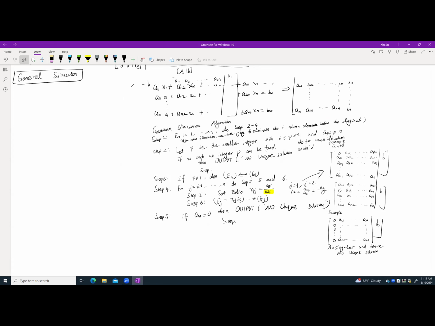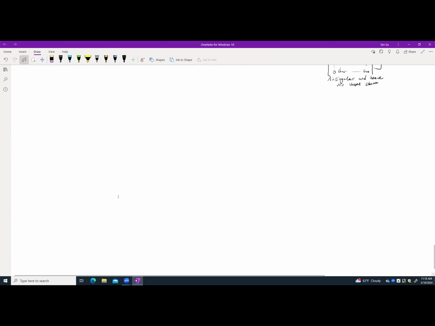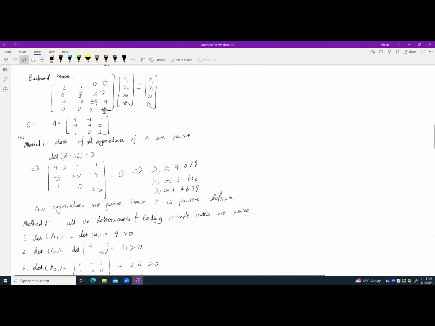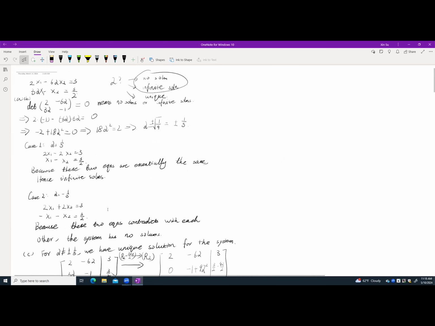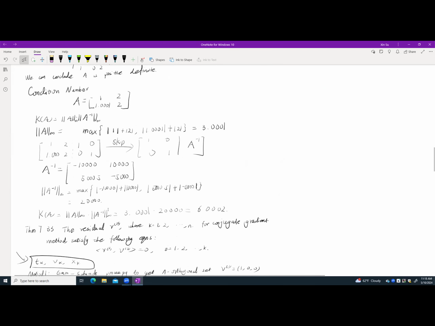You have n unknown variables here, and your matrix A is an n by n matrix. Does it make sense? So how many operations do we need? It depends on the size of your problem, and the number of operations you need is big O of 1/3 n cubed. Does it make sense? So if you compare to what we have previously, we just used another method.